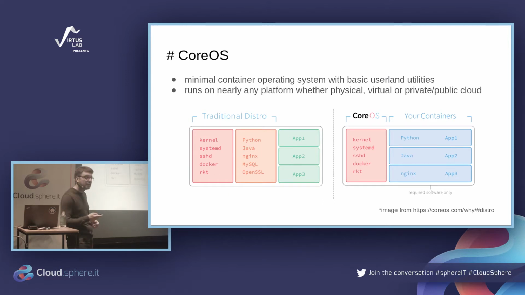As an operating system, we will use Container Linux from CoreOS because I like it. It's a minimal operating system with basic userland utilities, which means that almost everything custom is running as a container. It runs nearly on any platform, whether physical, private, public, or cloud. We run it in production.